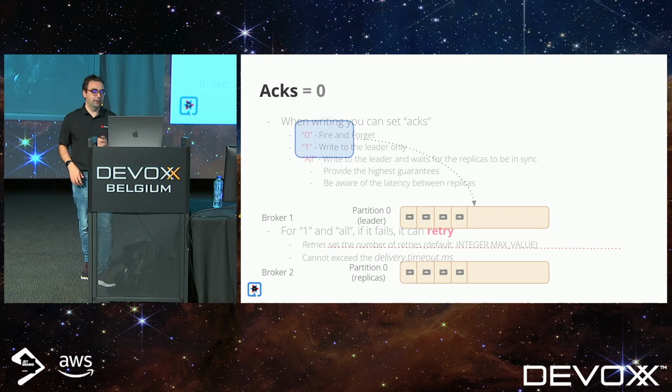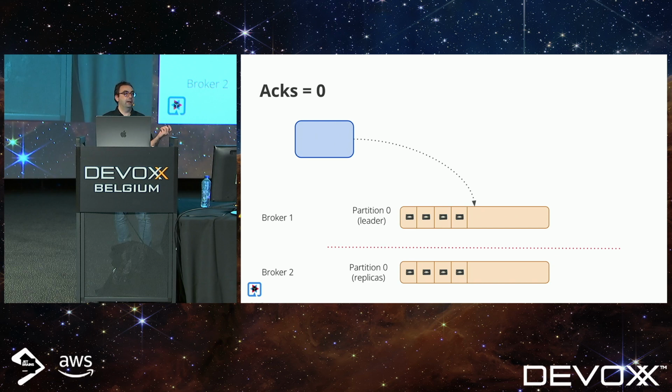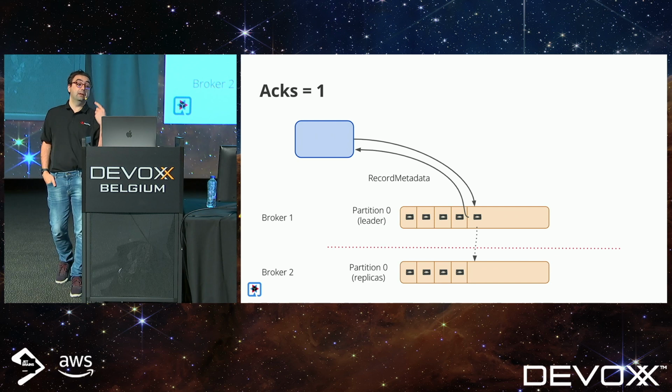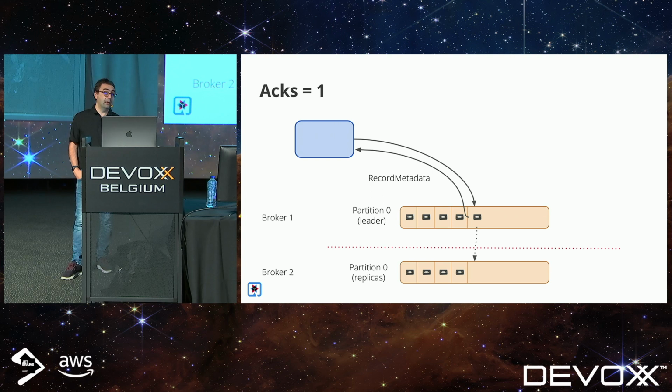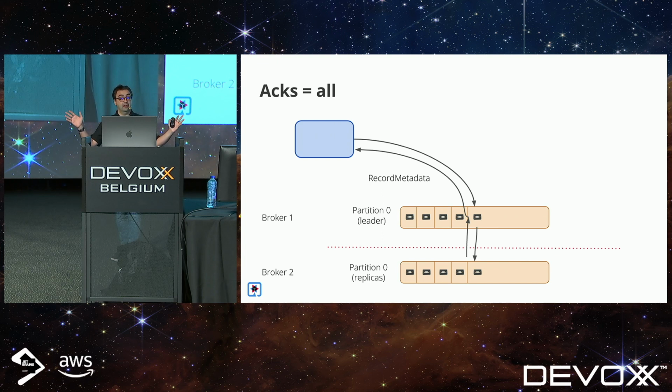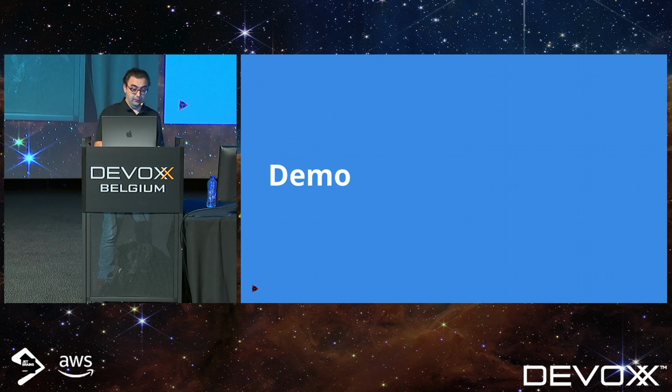So again, acks zero, you write, you don't know anything, fine. If it failed, it failed. Acks one, you write to the leader, and it replies, okay, it's written, but you don't know if it has been replicated to the other brokers. So if a disaster happens at that time, and broker one dies, and you recover from broker two, you may be missing that record. So be aware of that. Or, most reliable, it waits until all the replicas say, fine, everything is okay, and then you can send it back to the producer. So let's do a quick demo of this.